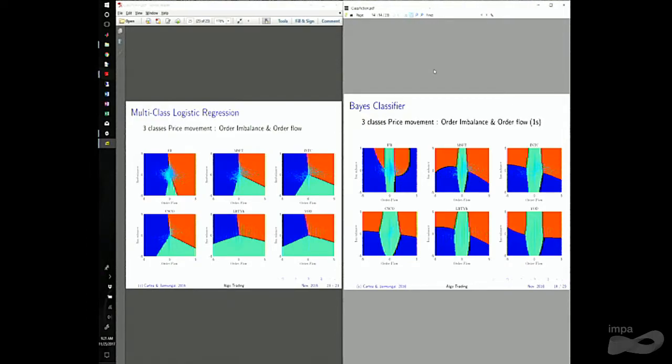Who votes for the left? No one. So the problem is exactly the same. Exact same data set. One is using multi-class logistic, and the other is using the Bayes classifier. Colors mean the same thing. So colors are, again, green is 0 price movements. The red or orange that shows up there is a positive price movement, and the blue is a negative price movement.